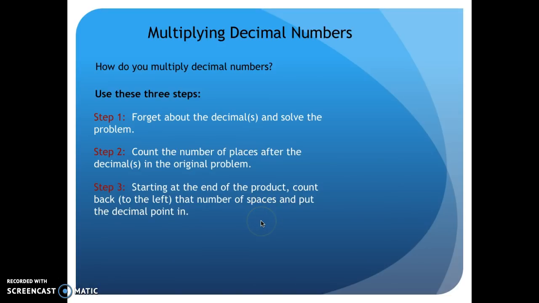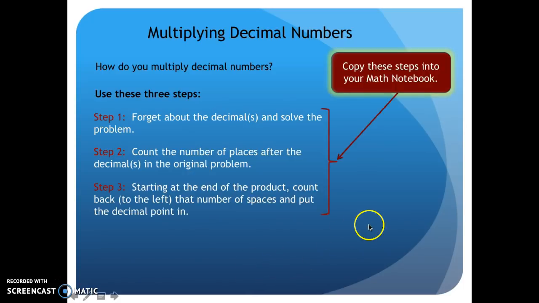Step 3: when you have the answer to your multiplication problem, you're going to start at the end of it, and count back to the left the number of spaces that you discovered in step 2, and put the decimal point in. Even if you're not sure what I'm talking about yet, I want you to stop the video and copy these steps into your math notebook, and it'll become very clear in just a minute exactly what I mean. All right, let's move on.